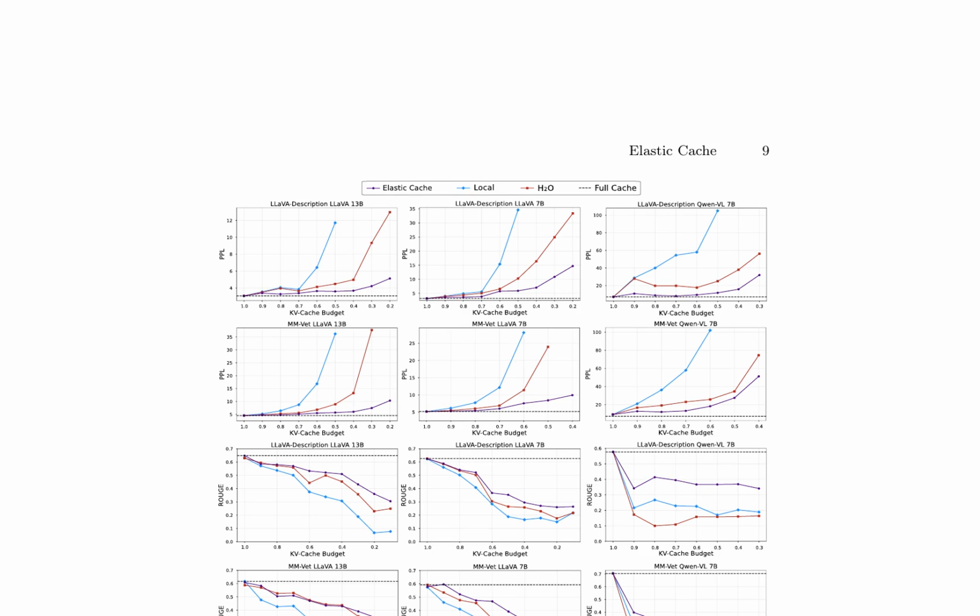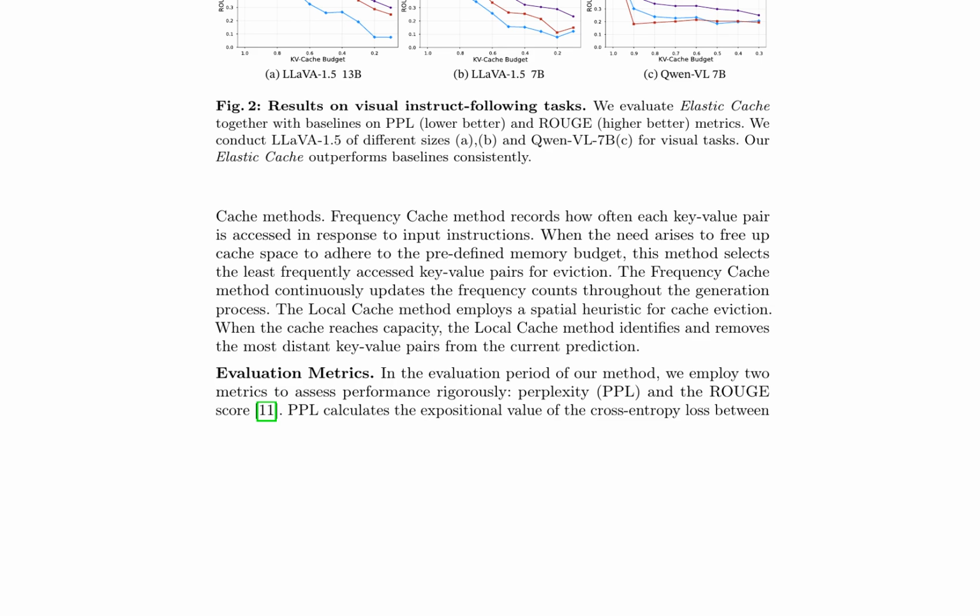The frequency cache method is discussed as a cache eviction strategy, which records the access frequency of each key-value pair in response to input instructions. When the cache reaches capacity, the least frequently accessed pairs are evicted to adhere to the predefined memory budget. The frequency counts are continuously updated throughout the generation process. In contrast, the local cache method employs a spatial heuristic for cache eviction, removing the most distant key-value pairs from the current prediction when the cache reaches capacity.